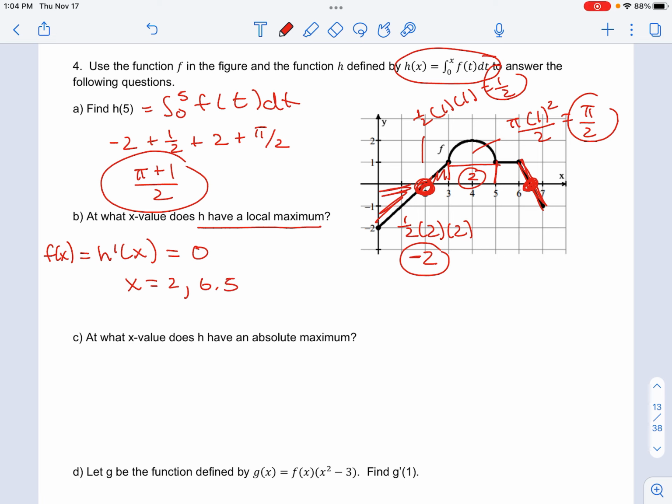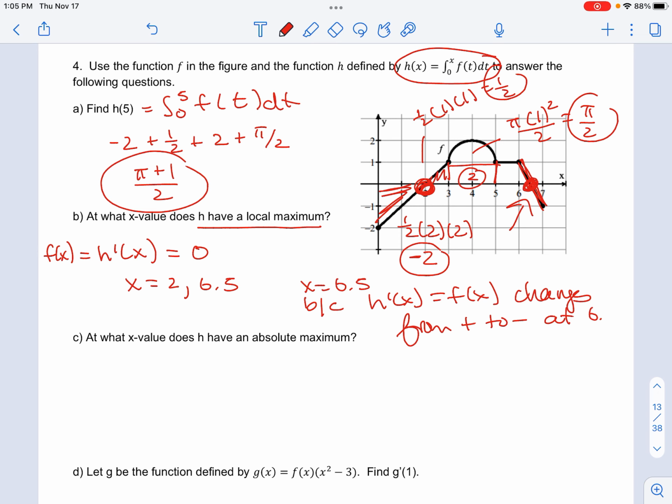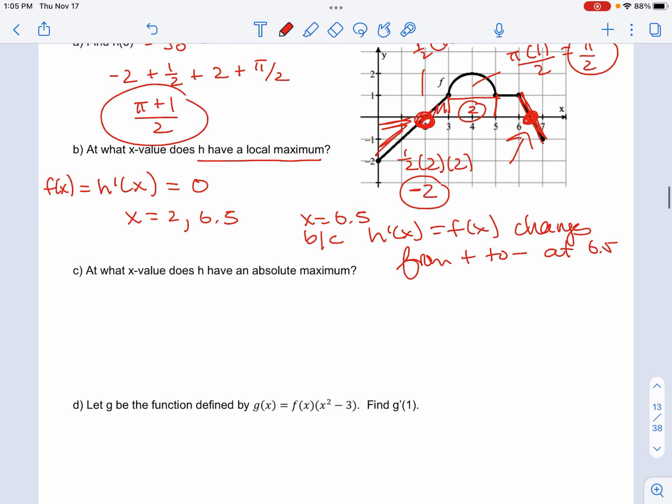But I want a maximum, so the sign has to go from positive to negative, and that only happens at 6.5. So we're going to say at 6.5 because h prime of x, which is really f of x, changes from positive to negative at 6.5. Okay, absolute. So first thing is we have to check critical numbers, which we already did. But we already figured out that 2 is not a maximum, it's a minimum. And then the other thing that we need to check is our endpoints, which are going to be 0 and 7. So I need h of 0, I need h of 6.5, I need h of 7.